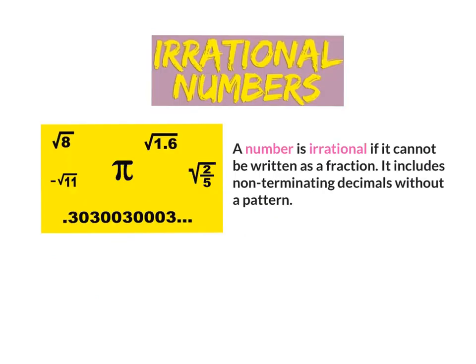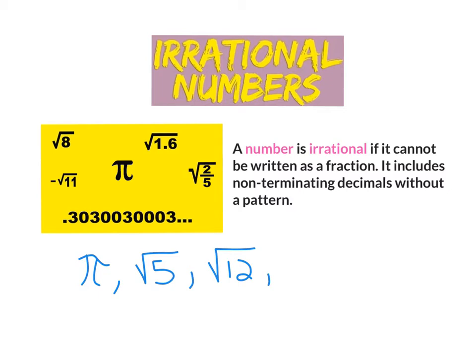Irrational numbers. A number is irrational if it cannot be written as a fraction. It includes non-terminating decimals without a pattern. A famous irrational number is pi. Another irrational number is the square root of 5 because it is not a perfect square. Same with the square root of 12 because it is not a perfect square.